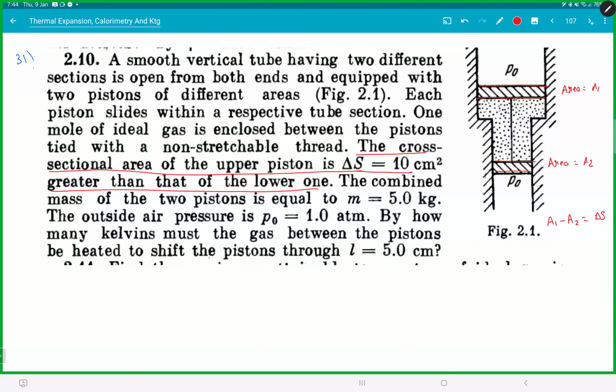You're getting it? He didn't give A1, he didn't give A2, but he gave the difference, delta S. Similarly, he didn't give you the masses, but he said the mass of the two pistons is 5 kg. So that is M1, this is M2, total mass is 5 kg. In the middle, you have a string. That means both the pistons will either go up together or come down together. They can't be separated. Now the question is asking by how many Kelvin the temperature must change so that this whole system will move 5 centimeters. I want this setup to go 5 centimeters up. If you want this setup to go 5 centimeters up, what should be the temperature?